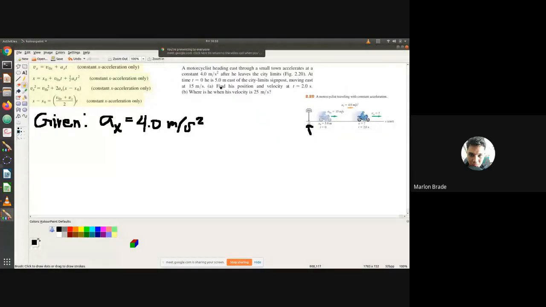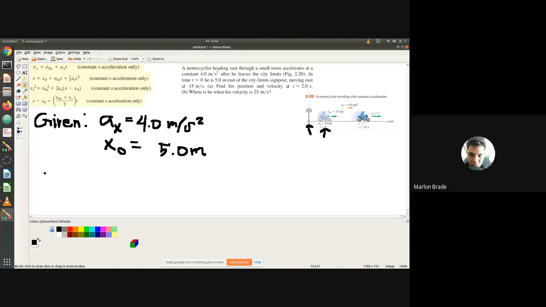We also know that at time t equals 0, he is 5.0 meter east of the city limit post. So we know that ang initial position, the position of the motorcyclist at t equals 0, tawagon to ng x naught, is 5.0 meter east. That is 5.0 meter. So the question is, first question, find his position and velocity. So magsugod siya sa position.